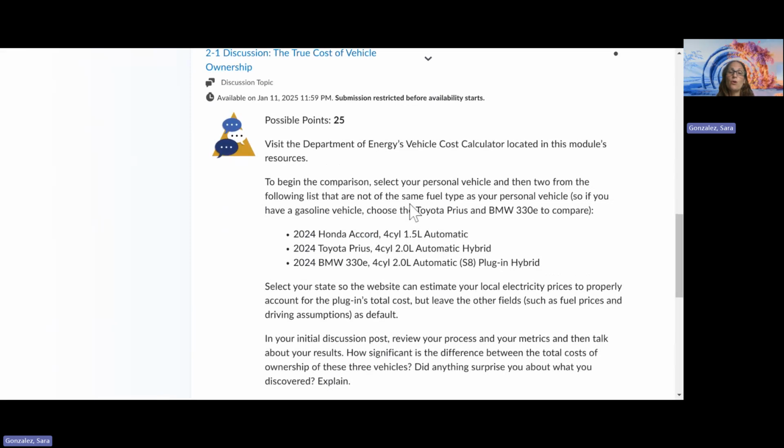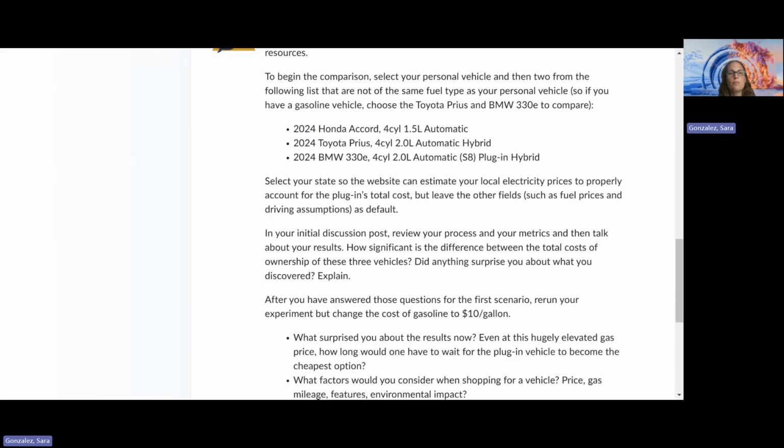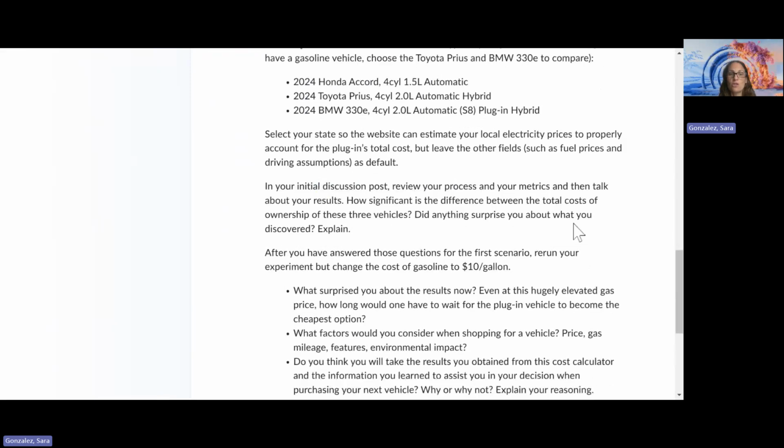And you're going to compare your personal car to these two. So you're going to look at the Honda Accord, the Toyota Prius, or the BMW, and make sure you select your state. State by state depends on different fuel prices and other kinds of things. So in your initial post, you're going to review your process and metrics and then talk about your results.